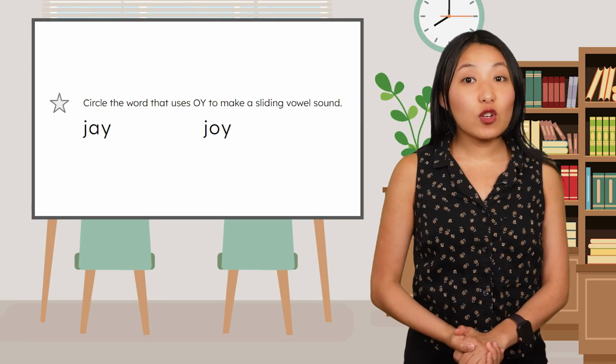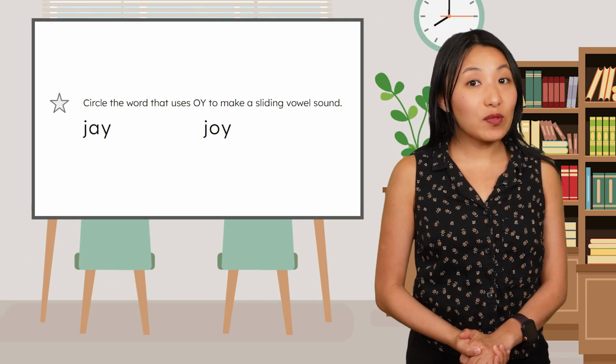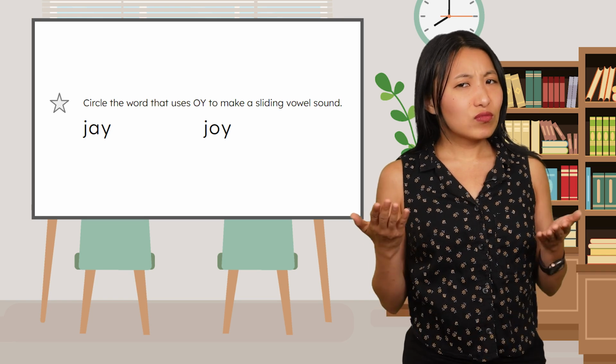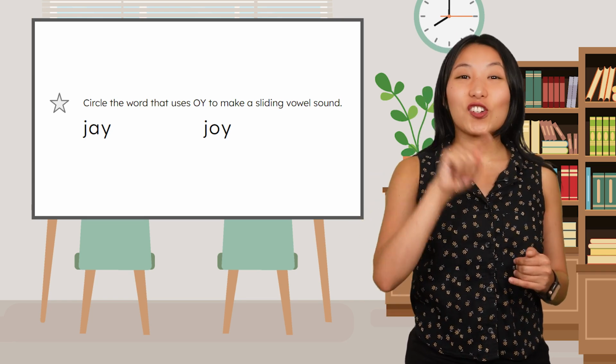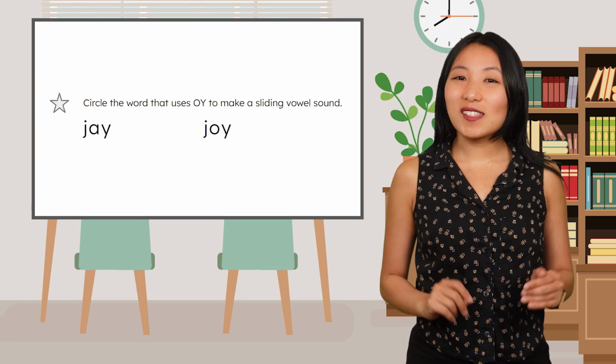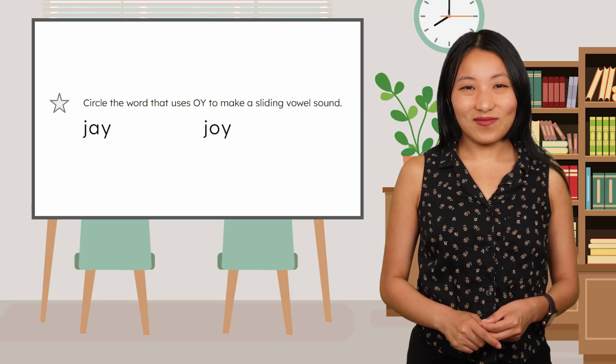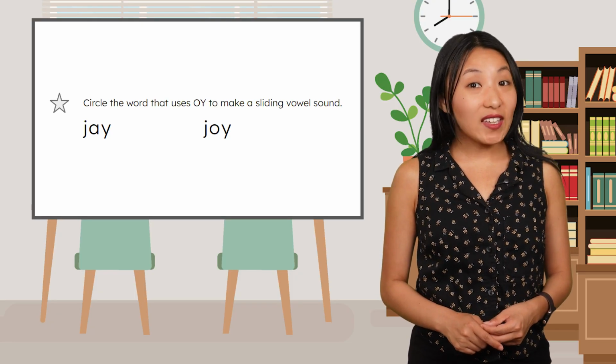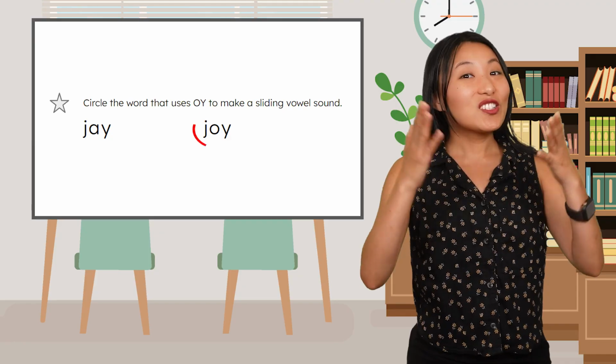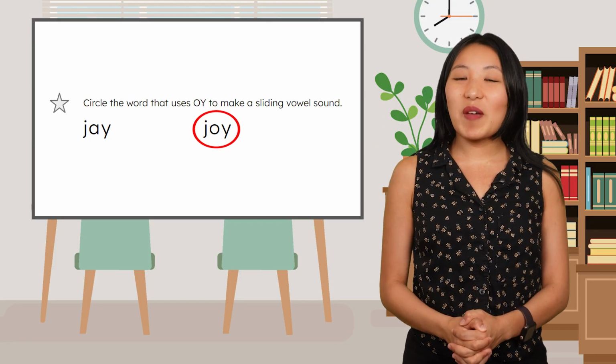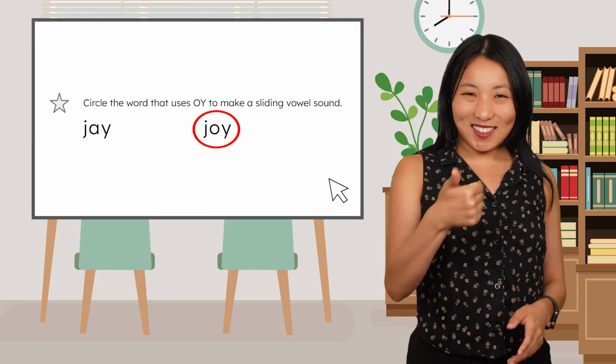Now, let's pick the word that correctly spells oi with oy. Which one is it? Circle the answer in your guided notes. Oi comes at the end of the word joy, so it's spelled with oy. Nice work.